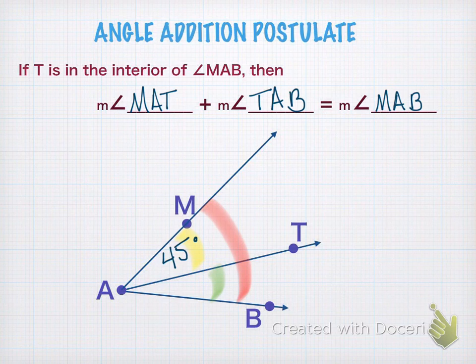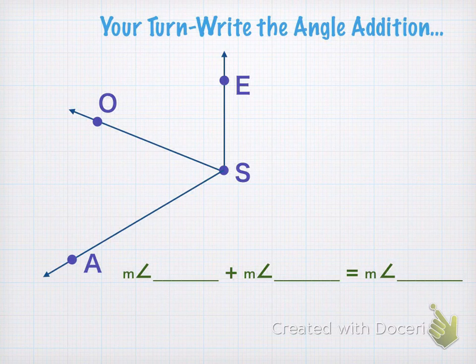Good. If this angle, MAT, was 45 degrees, and TAB was 20 degrees, then what would the whole angle be? Angle MAB. You guessed it, 65 degrees. So, you get to try one. All I'm asking you to do is write the angle addition postulate. That's it. I'm not asking you to do anything else with this one. So pause it and do it real quick.